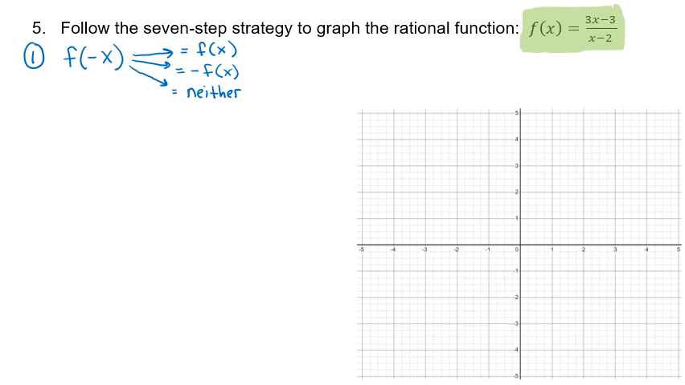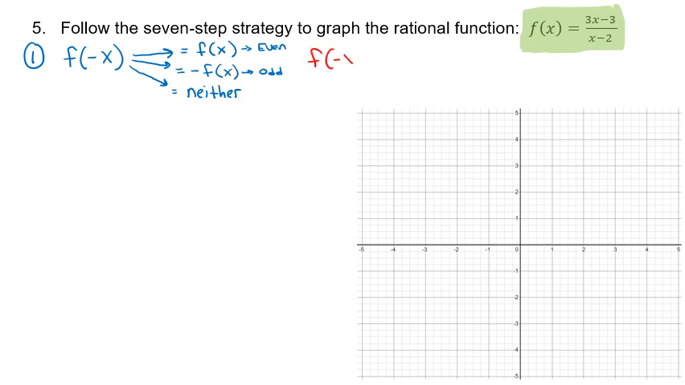Most functions are not. If you plug in negative x to your function and you get the original function back, that means your function is even. If you plug in negative x for x and you get back the opposite of your original function, then the function is odd. And if you get back something different, it's neither even nor odd. Okay? So even means y-axis symmetry, and odd means origin symmetry. So let's see what happens here.